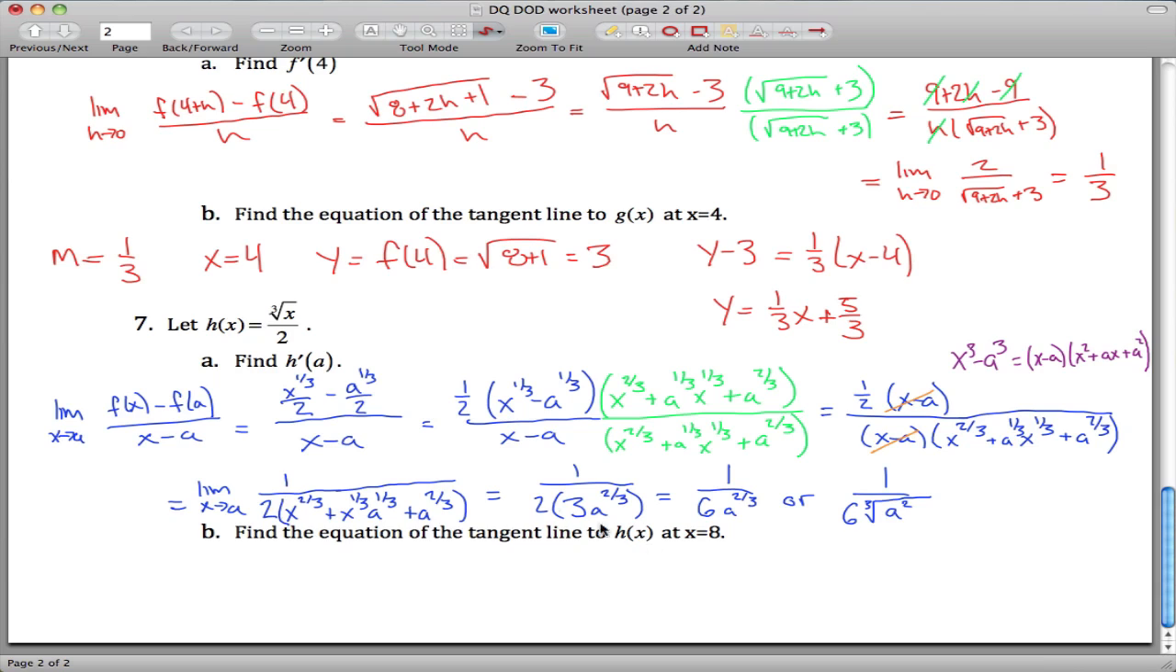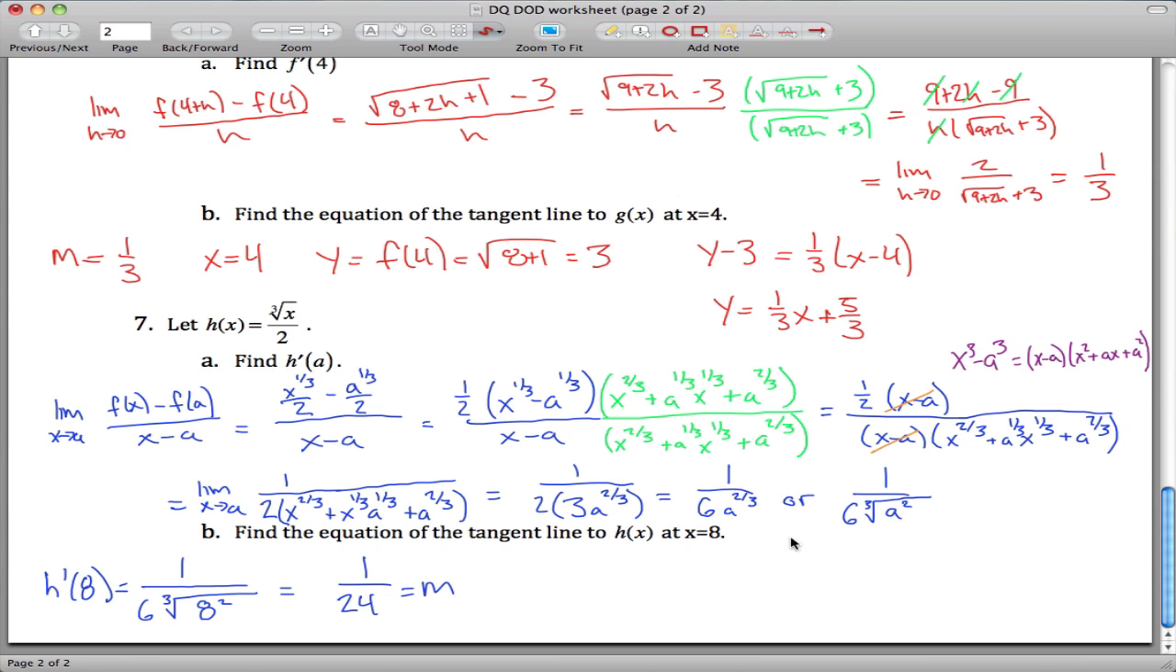Okay, find the equation of the tangent line to this guy at x equals 8. So what we need for that is we need to know what is h prime of 8. We just figured out h prime of a is this, so h prime of 8 would be 1 divided by 6 times the cubed root of 8 squared. Wow. Okay, the cubed root of 8 is 2, 2 squared is 4, 6 times 4 is 24. So we get that our slope is 1/24th.